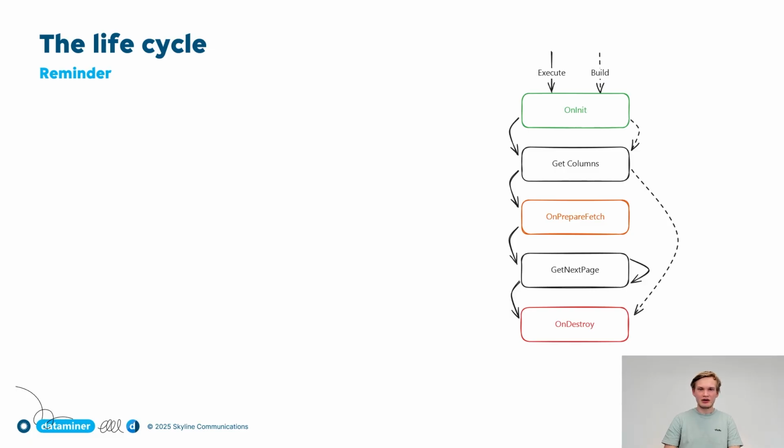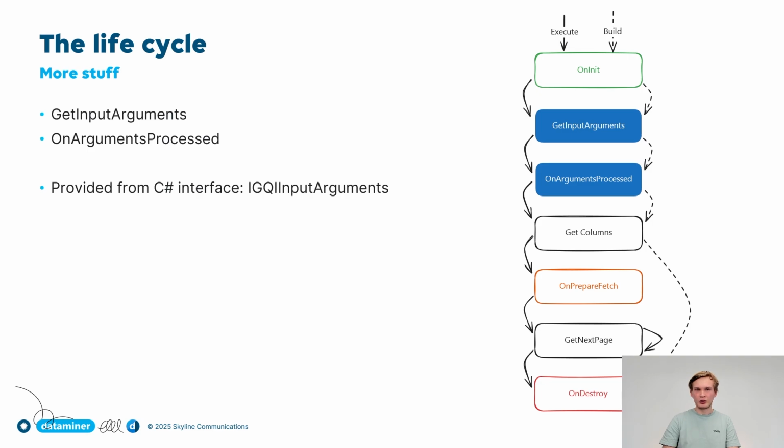Once again, looking at the lifecycle, which is going to be a bit of a recurring thing here, we can add two blocks, being the get input arguments and the on arguments processed block. Do note that these two blocks have to always be implemented together. One does not work without the other. You will also get errors if you implement one and not the other. And they are provided from the same interface. And you can kind of see them in the same way we use get columns and get next page.